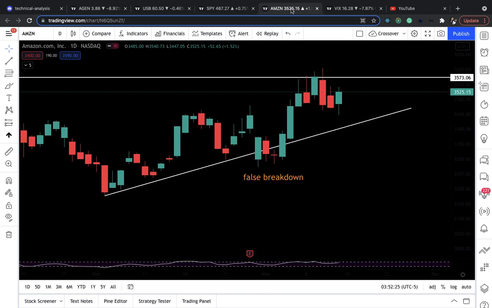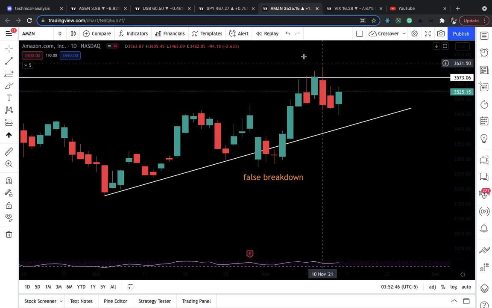Here's Amazon, another example of a false breakdown. Nice trend here. We got this false breakdown, but once we got the recapture, that's where I look to enter. And then boom, right up to our next resistance level. Okay, guys?